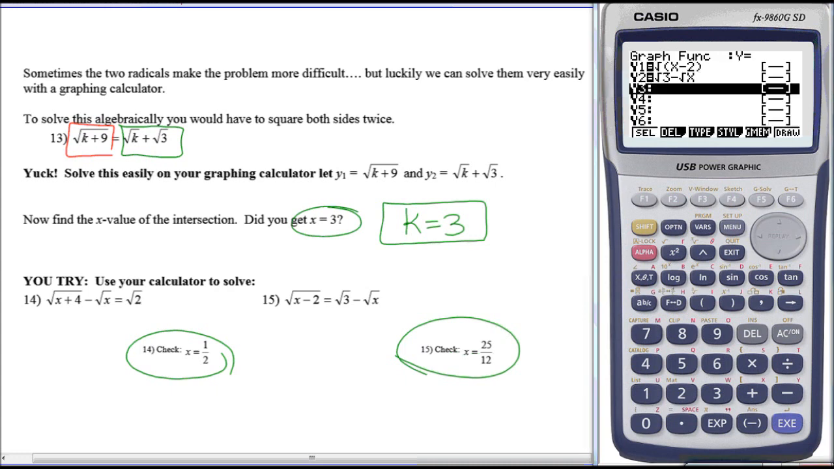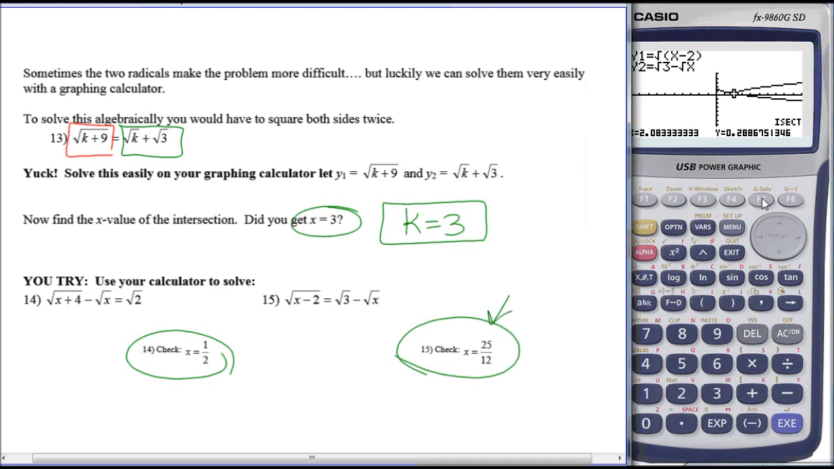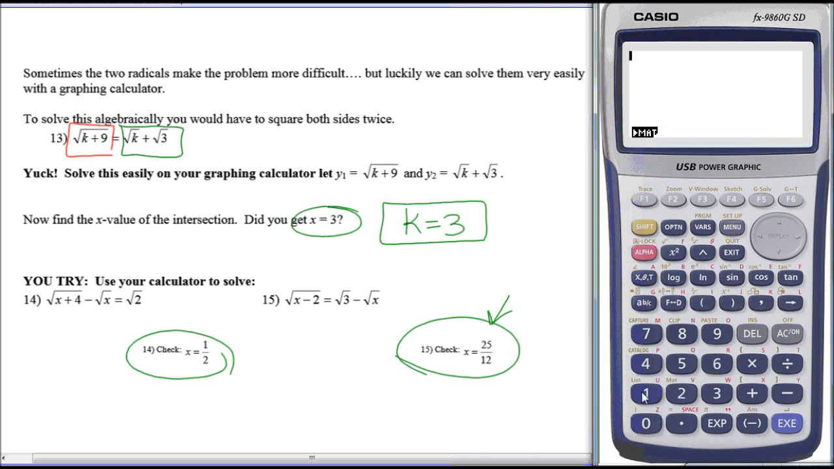And when I graph number 15 on my calculator, again, it looks like they're crossing once. If I go to G-Solve and ISECT, I get 2.083 repeating. The answer that was on my sheet was 25/12. If you wanted to confirm that, you could either divide 25 by 12 in your calculator, or you could also go back into the run menu. Your calculator will remember what x is, and then you could hit the FD button and turn it into a fraction of 25/12.